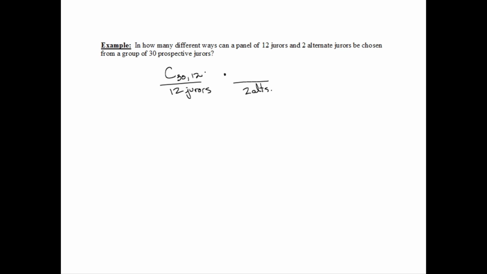Now, got to be a little careful with the second part. Once again, it's going to be a combination. We're choosing 2 alternates. How many are we choosing from? Are we choosing from the entire group of 30? No, because some of that group of 30 have already been chosen to be on the jury. You can't have the people that are already on the jury also being the alternates. So we really only have 18 that are left, because 12 have already been chosen for the jury. So from the 18 remaining, we are going to choose 2 alternates.